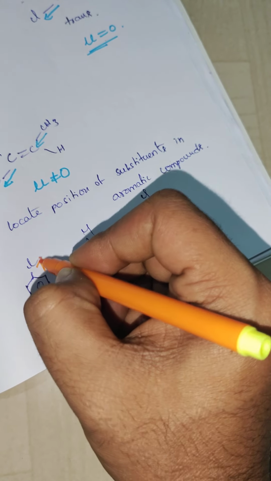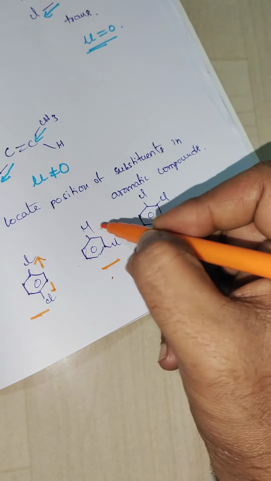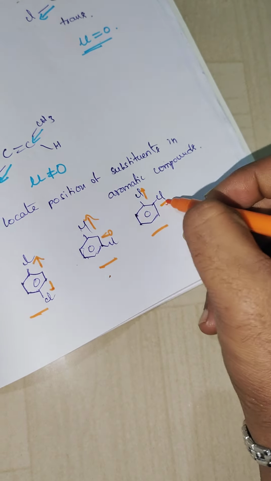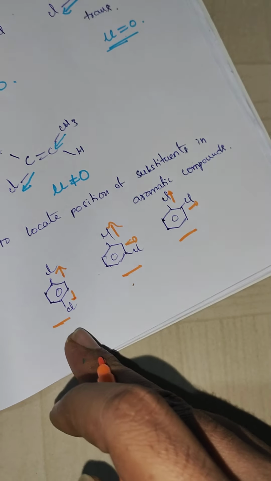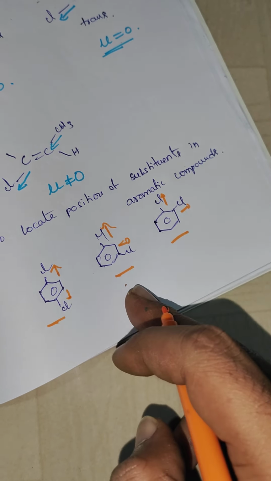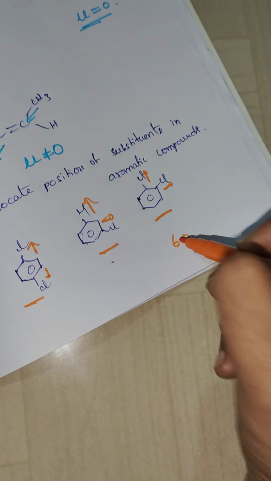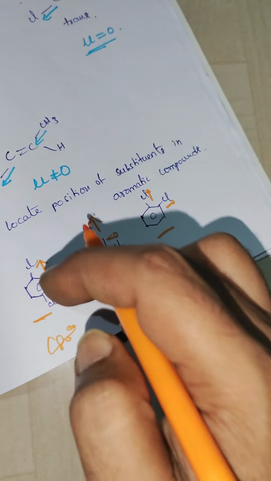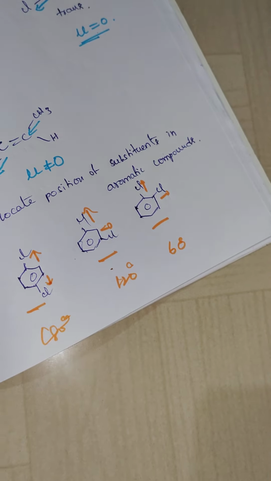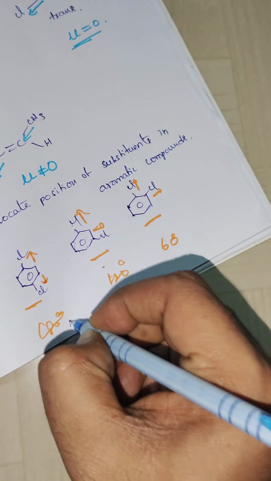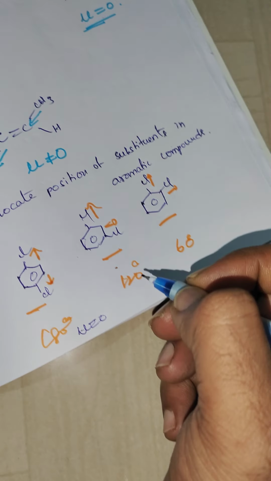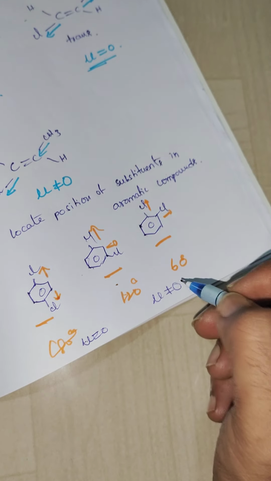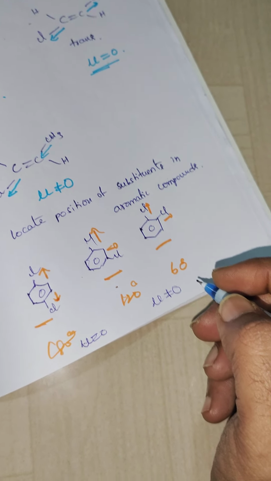Here chlorine is the most electronegative, and the directions are opposite. Here also like this. Here the angle is 180 degrees. Here the angle is 120. Here the angle is 60. Here both are opposite, so according to vector quantity they will cancel, which means the para isomer will have zero dipole moment. But the other two are not equal to 0. They have some dipole moment.